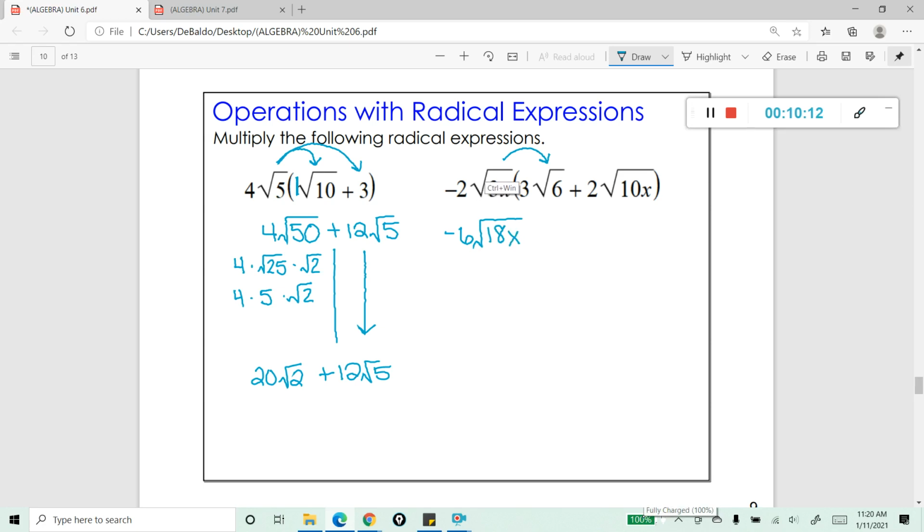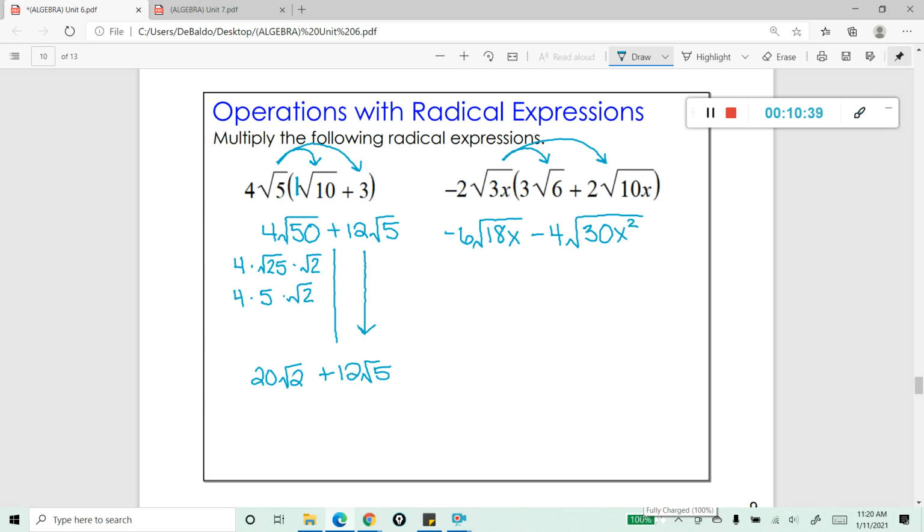Now let's go ahead and distribute into the second piece here. Negative 2 times 2, those are my coefficients, leaving me with negative 4. And then root 3x times root 10x. That's going to leave me, be real careful here. The 3 times 10 gives me 30. And the x times x gives me x squared, using our laws of exponents.